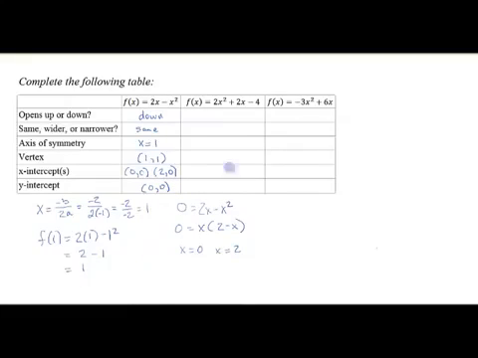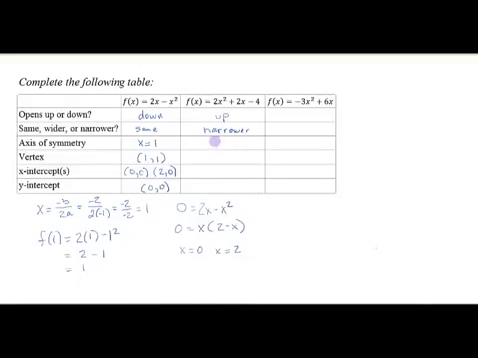For this equation, it's going to be opening, of course, up, because a is a positive number. And is it the same, wider, or narrower? Well, this is a 2, and the absolute value of 2 is 2, which is bigger than 1. So it's going to be a little narrower than our standard y equals x squared parabola.